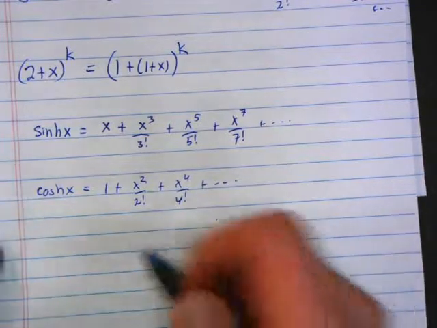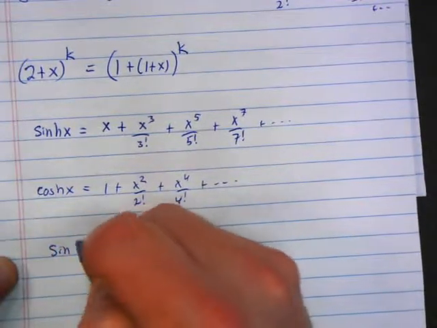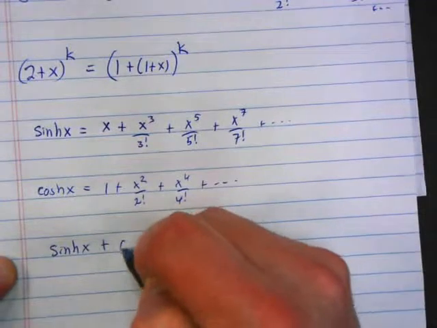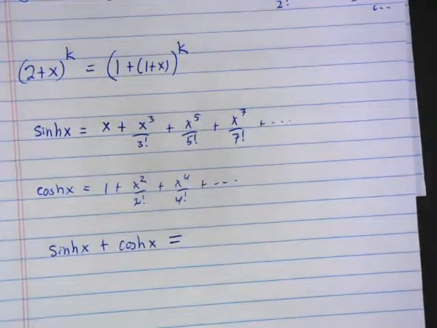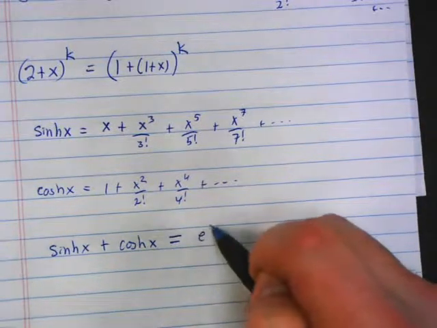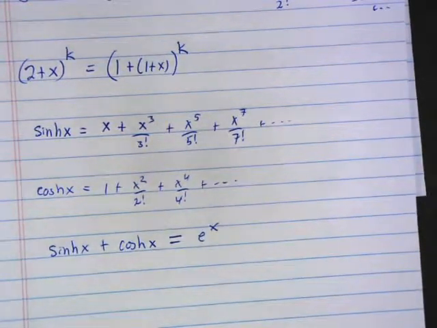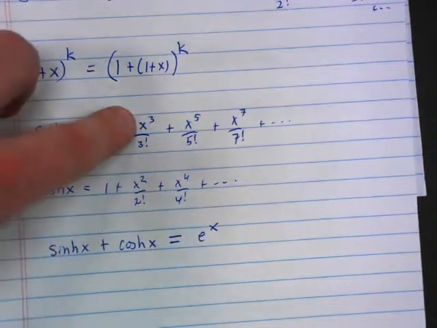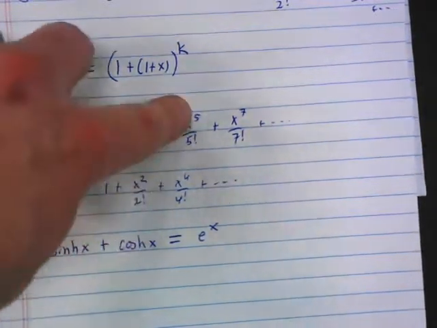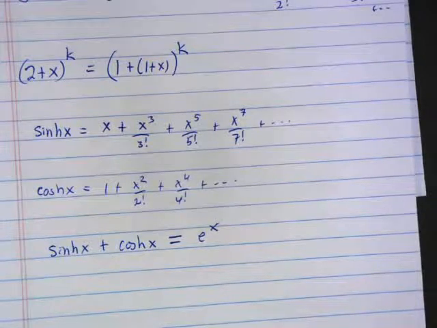So what does that tell you about hyperbolic sine plus hyperbolic cosine? It's e to the x. How come? Because you'd have 1 plus x plus x squared over 2 factorial plus x cubed over 3 factorial, and so on and so forth. That's the power series for e to the x. Hyperbolic sine plus hyperbolic cosine is exactly equal to e to the x.